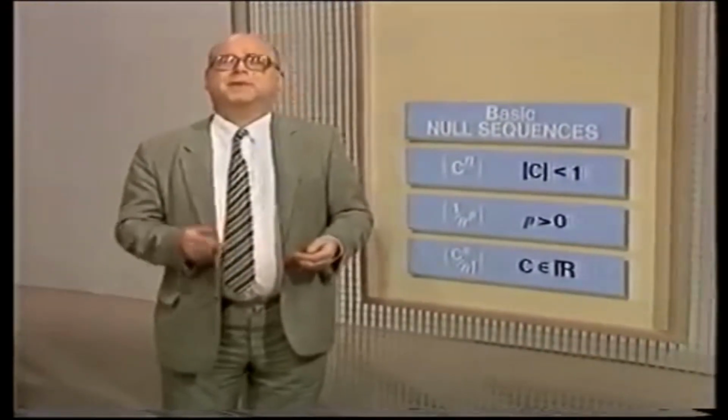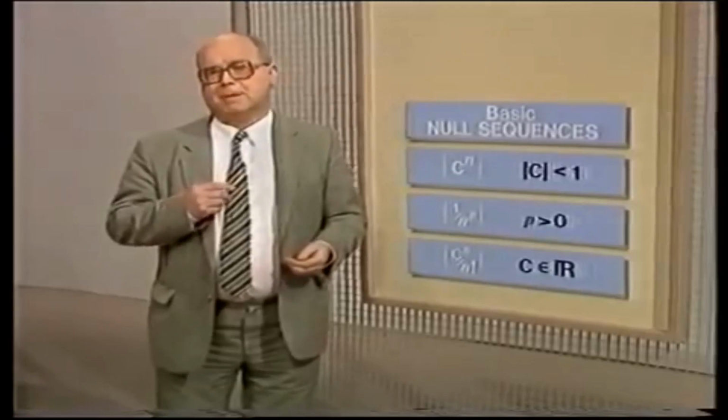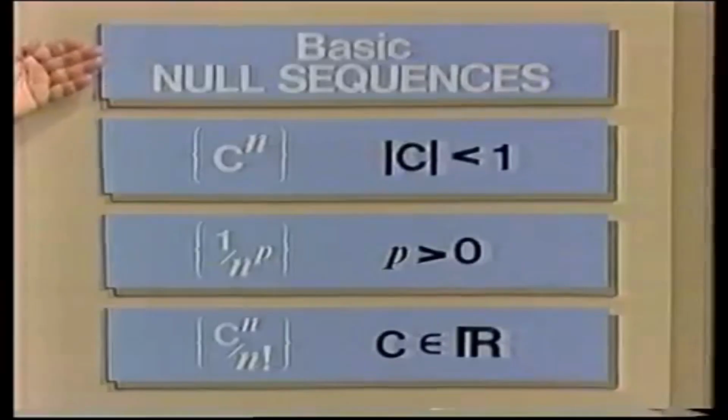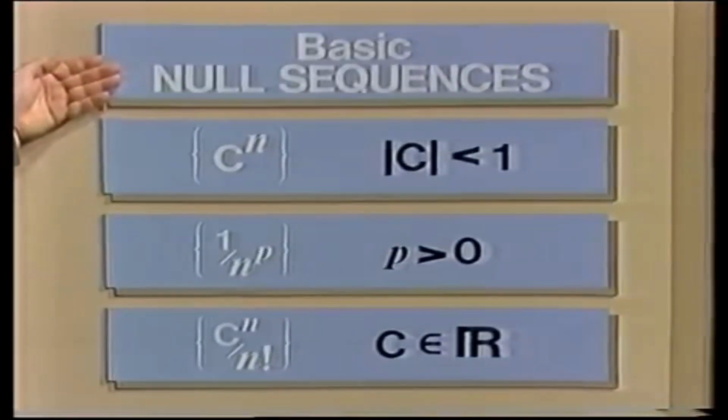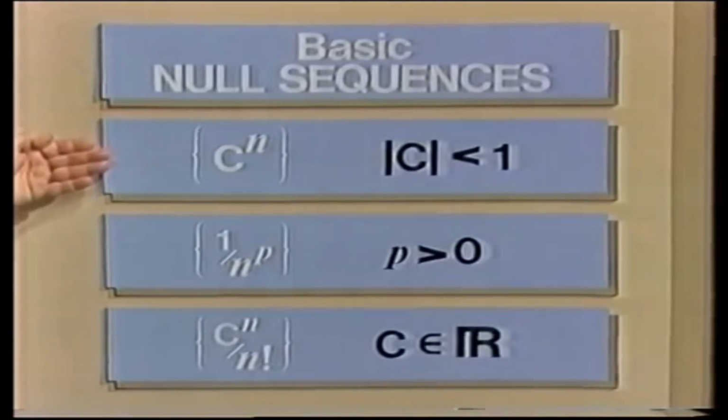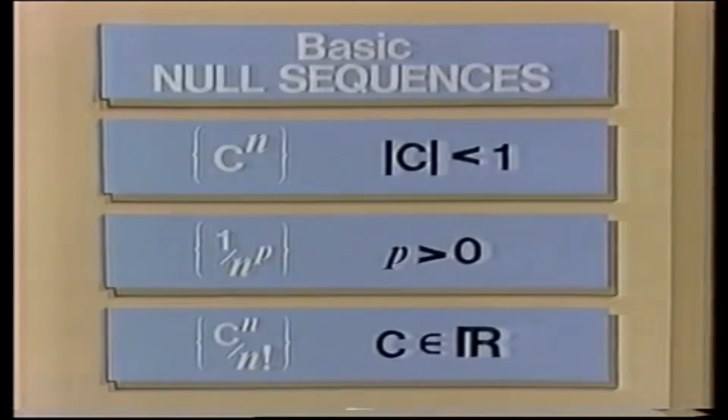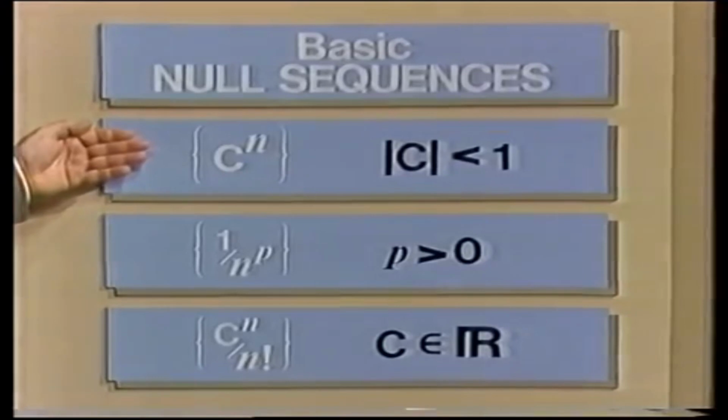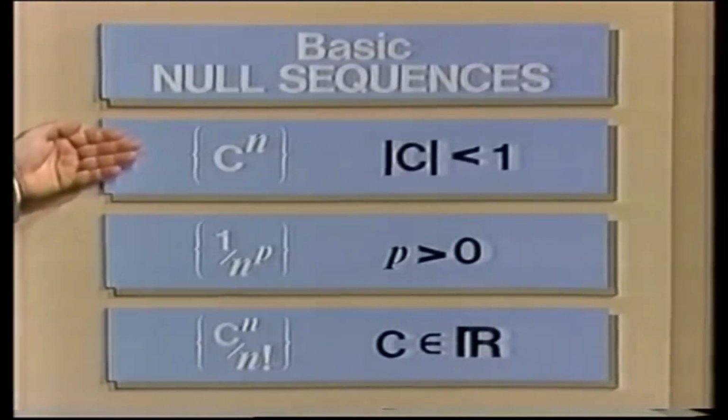That is, they must form a null sequence. Well, here are 3 of our basic null sequences. First, the sequence c to the n. You've seen that the series sigma half to the n converges. Its terms are of the form c to the n with c equals a half.